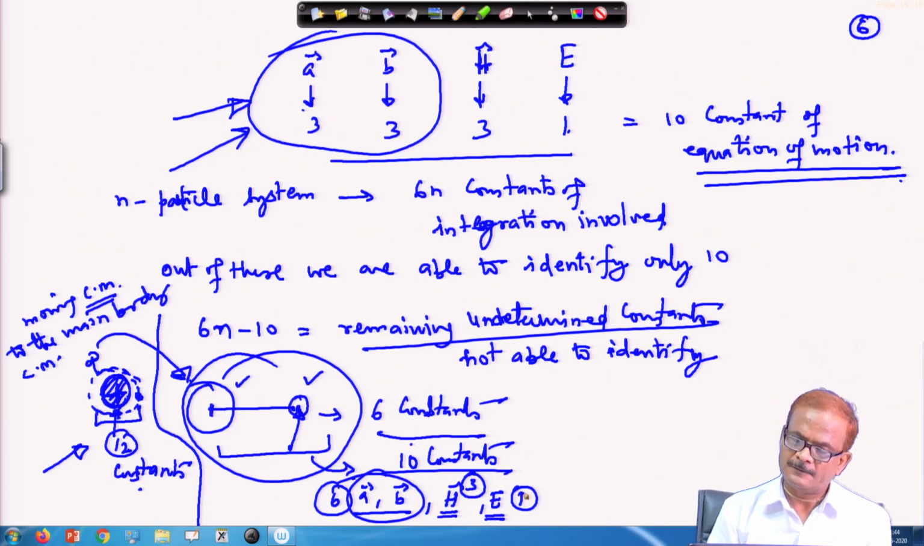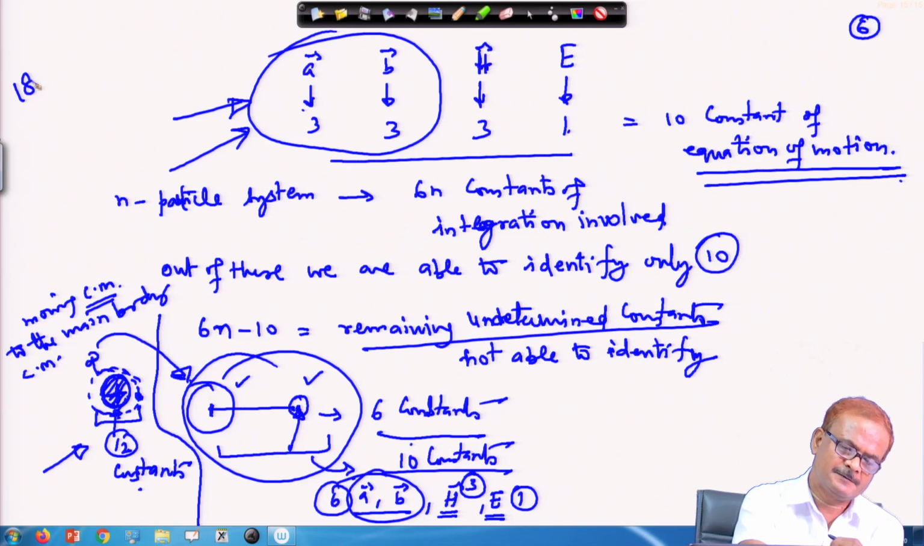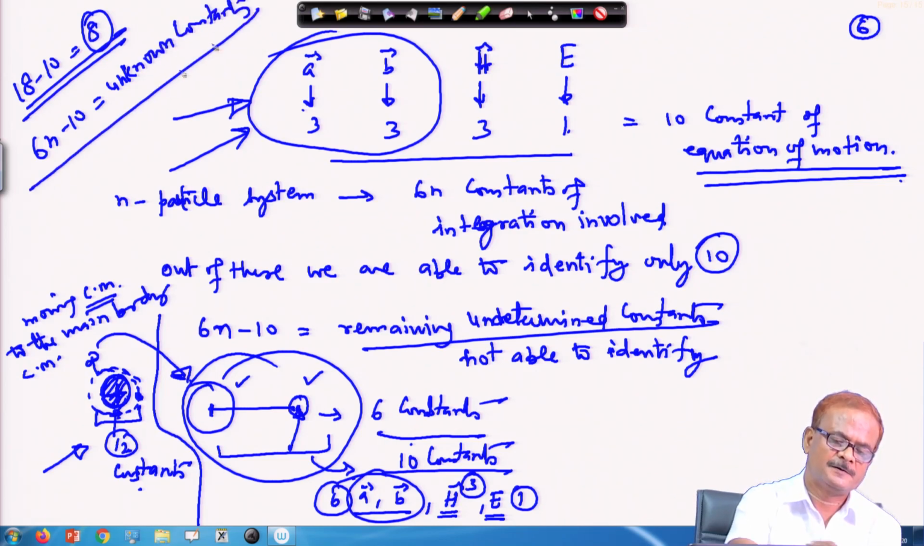Okay. If we are taking the 3 body problem, it is explicitly clear that we will be able to identify only these 10 constants, and the remaining 18 minus 10, that is 8 constants, remain unknown. If we have an n particle system, then 6n minus 10 are the unknown constants we are not able to identify.